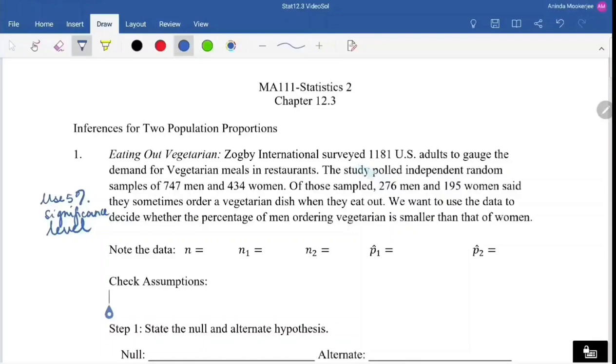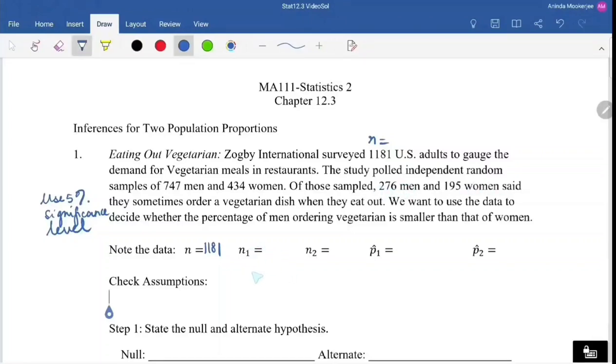It says Zogby International surveyed 1,181 US adults. So they were sampled for the question whether they order a vegetarian dish when they eat out. So the total number of people who were in the sample, who were sent the survey, was 1,181, and that's our n, 1181. So I'm going to write n as 1181.